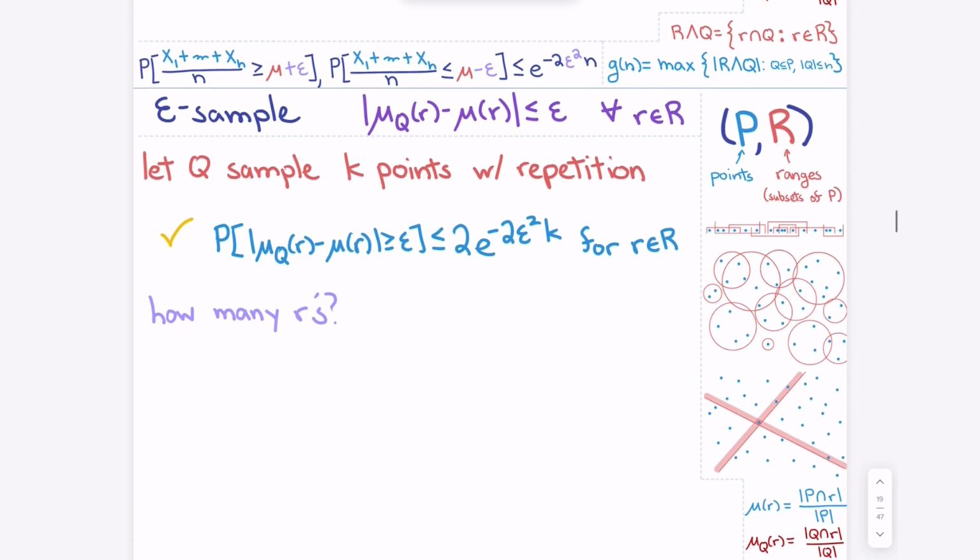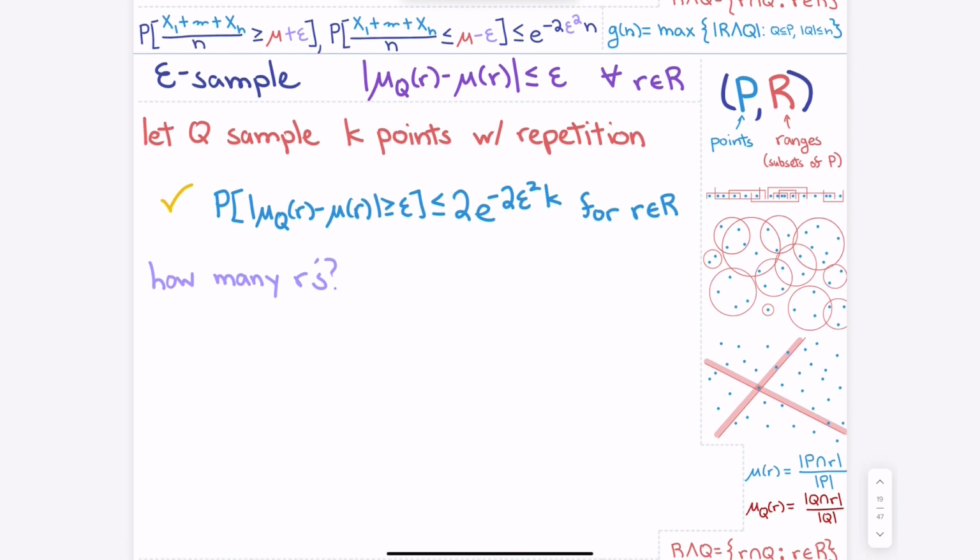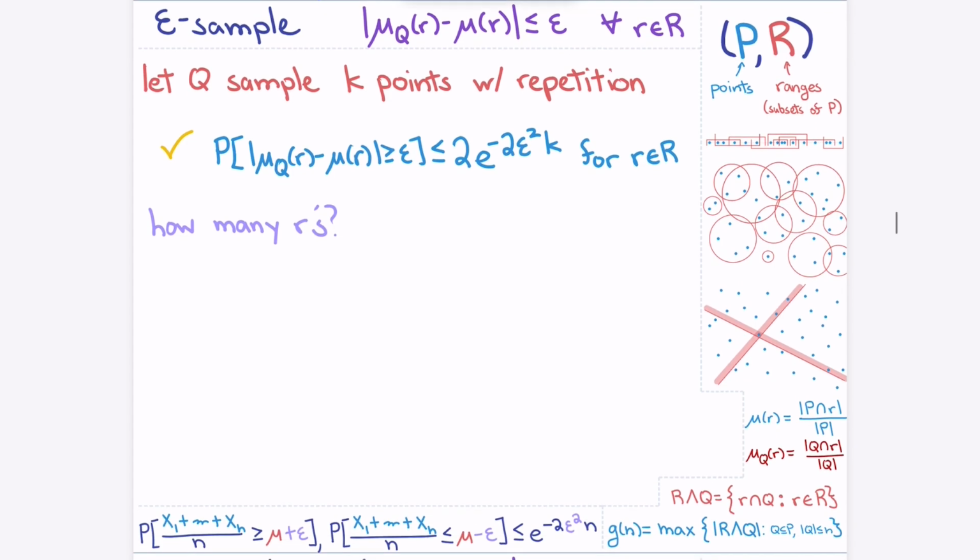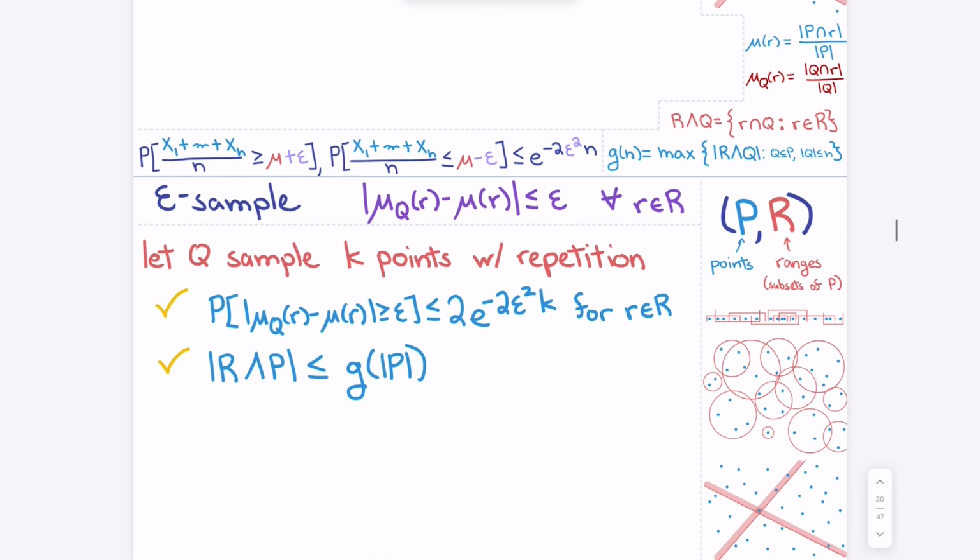Now, if I want to take the union bound over all ranges, I need to count how many ranges there are and pay a logarithmic factor in this. So let's say P had n points to begin with. How many sets do I need to take a union bound over? This G of n. So we can apply this growth function. And what does that tell you? Apparently nothing on this slide.